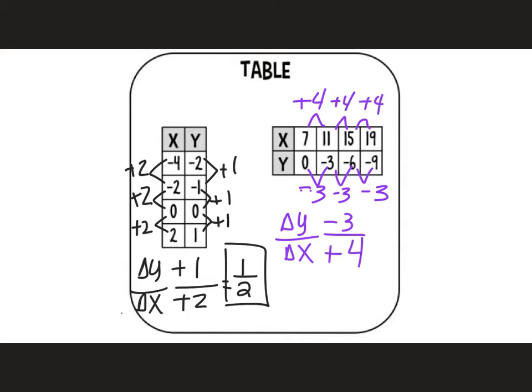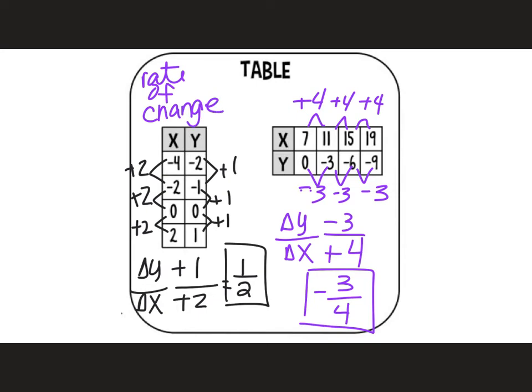So when I have a positive and negative, that makes the whole thing negative. In this case, our slope is a negative 3/4. Remember, y is always on top. And this is what sometimes you'll hear it referred to as a rate of change, which we talked about a little bit already, or unit rate.